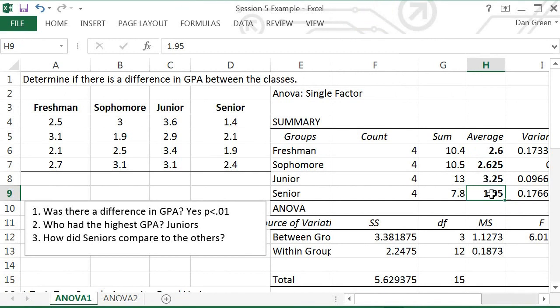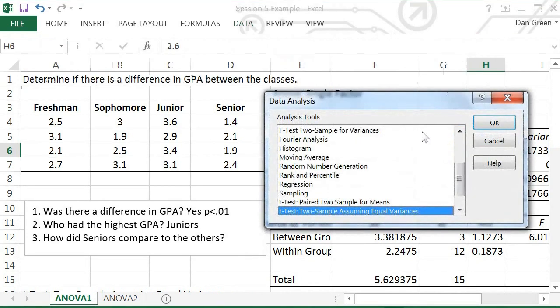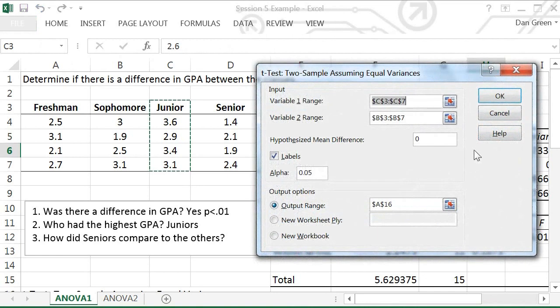So what we're going to do, a t-test can only compare two groups at a time. We'll test the seniors against the freshmen, which are the next lower group. If they are significantly lower than the freshmen, then they're also going to be lower than the sophomores and the juniors, and they'll be the lowest group overall. So we're going to conduct another t-test here. I'm going to go to the Data tab, Data Analysis. This is selected from last time, t-test two-sample assuming equal variances. That's the independent t-test. Click OK.